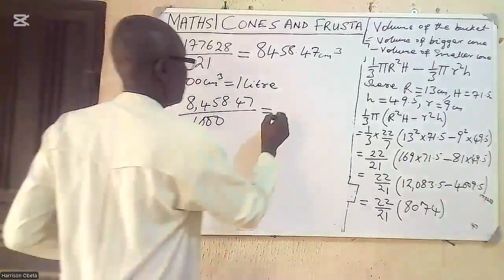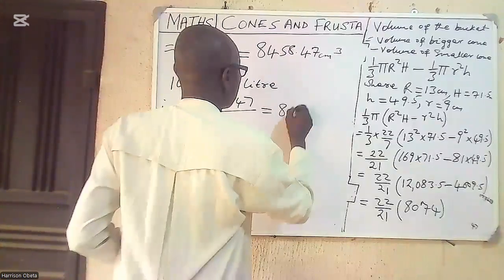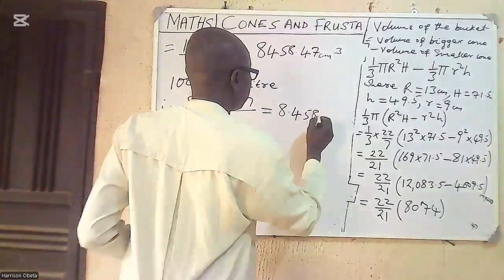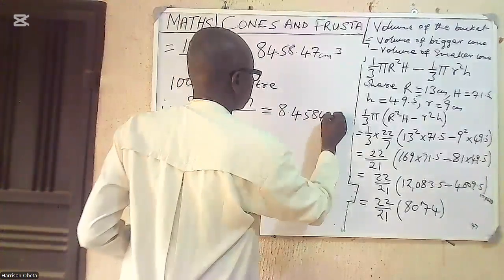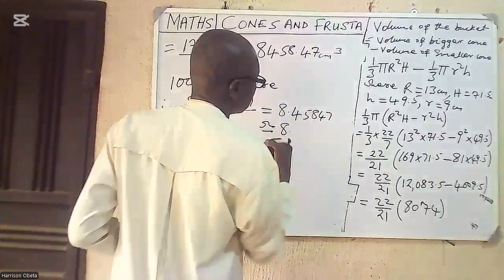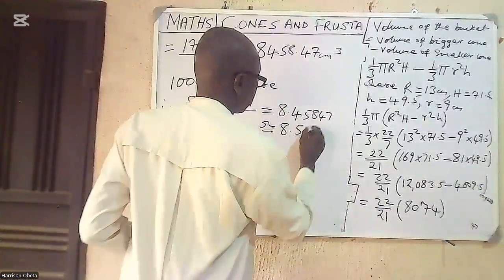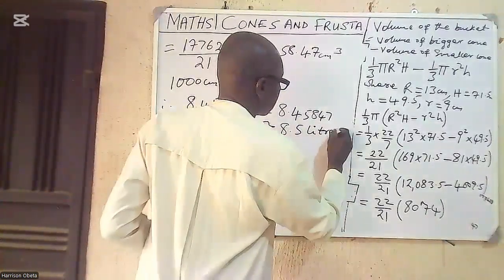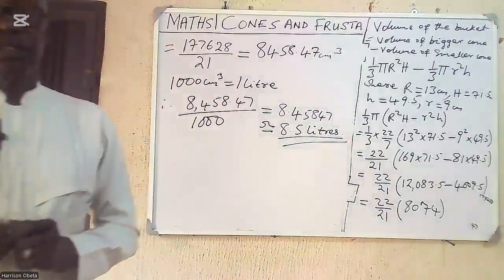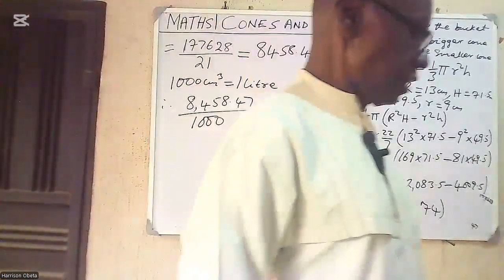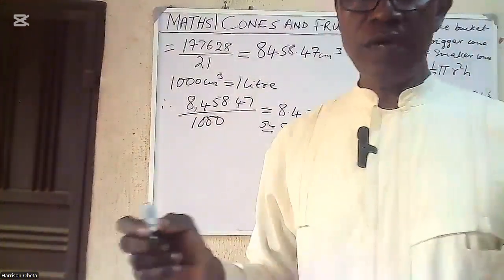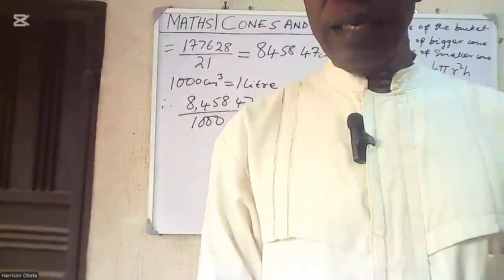And that will give us 8.45847, approximately equal to 8.5 liters. So that is the answer to that. And then we are going over to number 3.